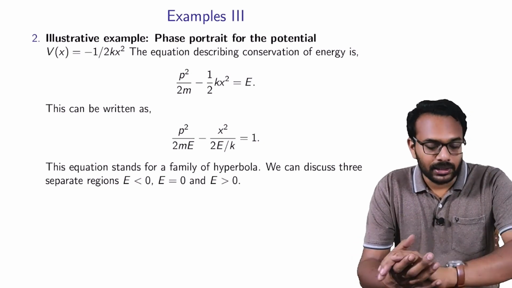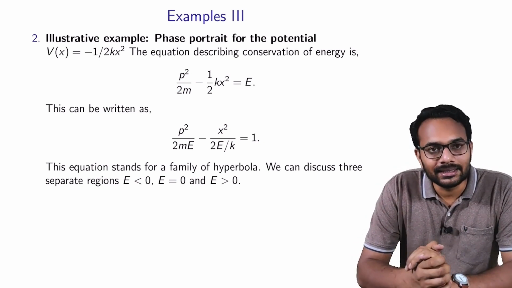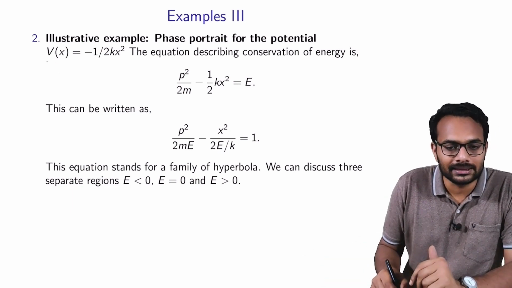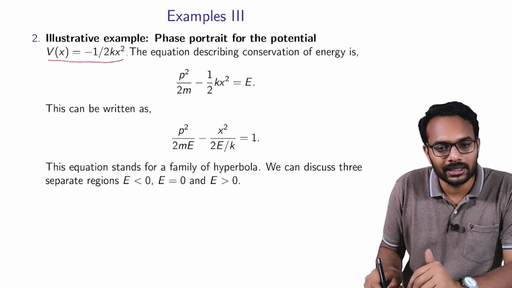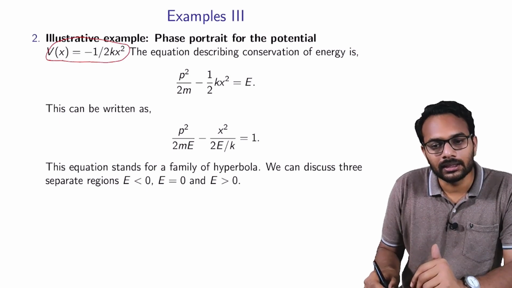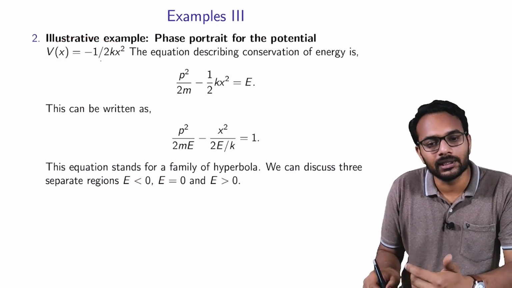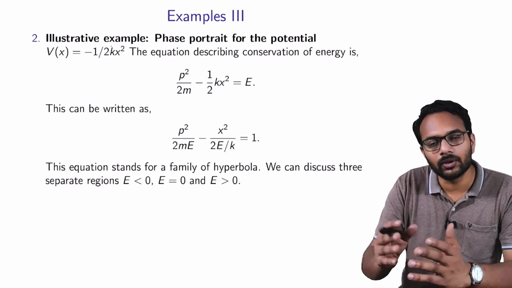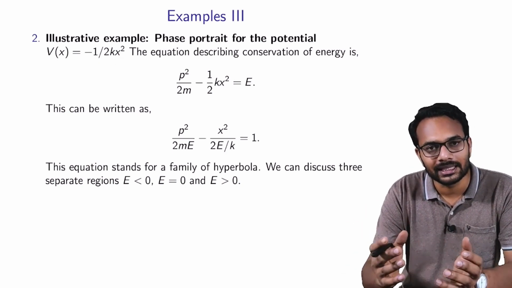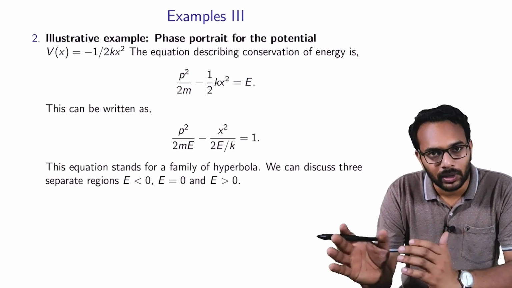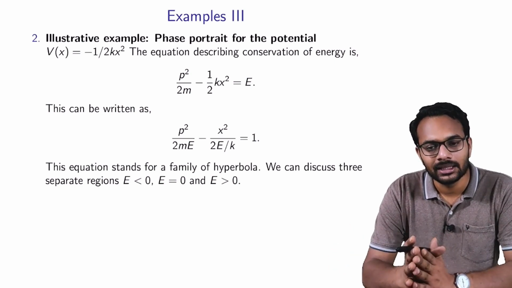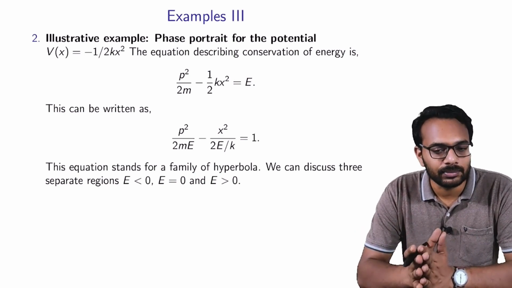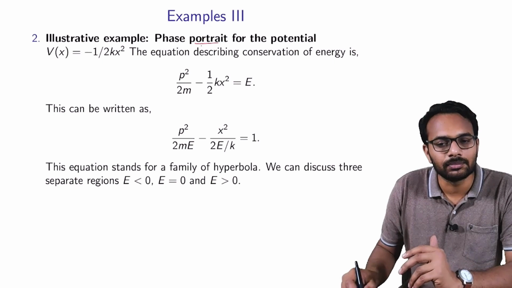I think we'll wind up for today, and we'll discuss the rest in the next session. Maybe you can try obtaining, as an exercise before the next session, the phase portrait for the potential V of x equal to minus half kx squared. Phase portrait means that we are drawing all sorts of curves for different energies. We are not drawing just one diagram corresponding to one energy. We are plotting all sorts of possible phase-space trajectories. That's when we call it a phase portrait.